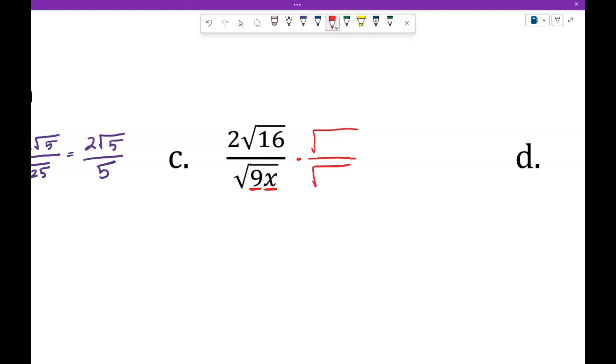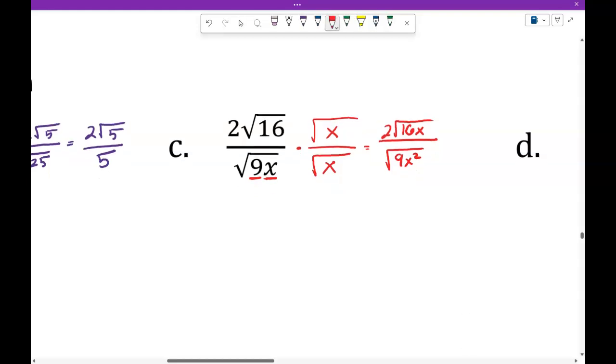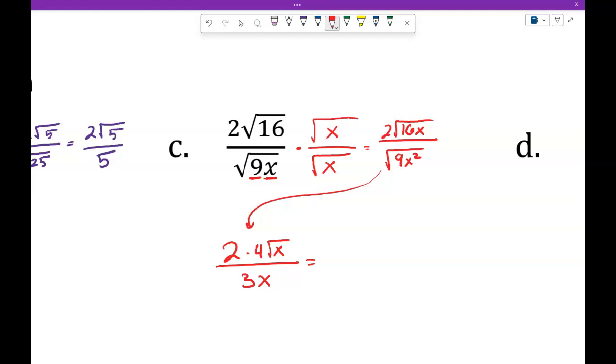And in order to take the square root of x, we need to multiply it by another square root of x. This gives us 2 square root of 16x in the numerator, and then we have the square root of 9x squared in the denominator. We can simplify both the numerator and denominator now. 2 times 4 times root x over 3x. This gives us 8 root x over 3x. Now our fraction is rationalized.